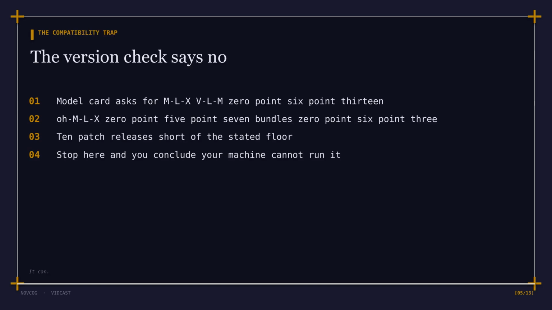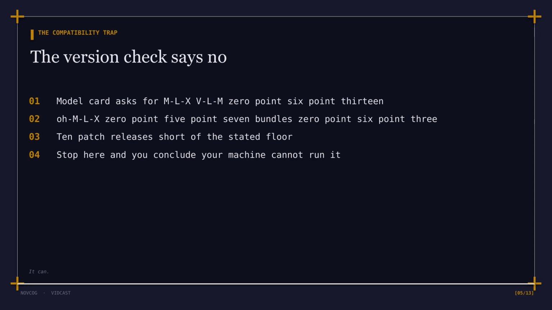Here is where it gets expensive. The model card tells you what you need, mlx version 0.32 or better, and mlx-vlm 0.6.13 or better. So I looked at what oMLX actually bundles inside its app bundle. mlx 0.32, that passes. mlx-vlm 0.32, that passes. mlx-vlm 0.6.3. 10 patch releases short of the stated requirement. On the version numbers alone, this machine fails. A reader who stops there downloads nothing, installs nothing, and concludes the whole thing is a dead end.